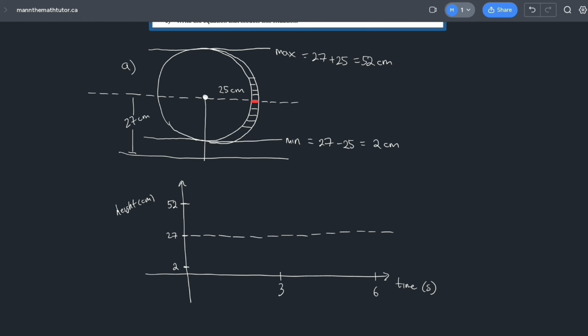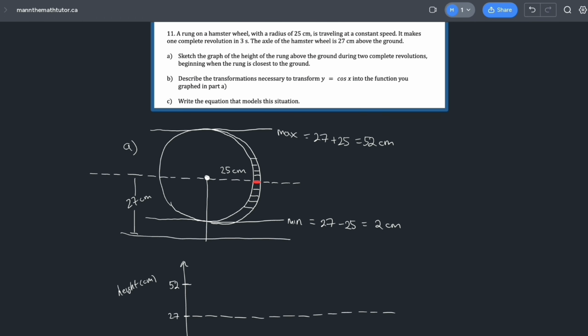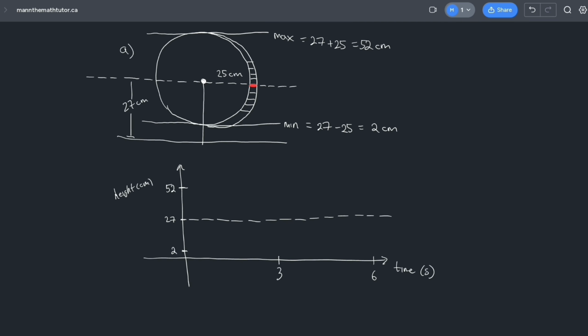All right, the question tells us we want to draw the graph beginning when the rung is closest to the ground. This gives us a clue that we're looking to start right in the lowest position, the minimum position. So let's go ahead and try that out here. We're going to break up the graph into 4 pieces, right? Because we know that a sinusoidal graph can be broken up into 4 different pieces. And we can do the same over here as well.